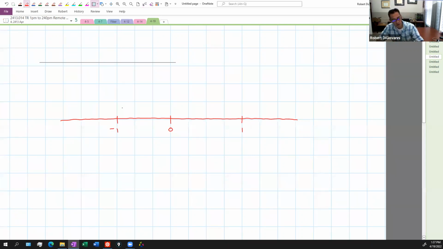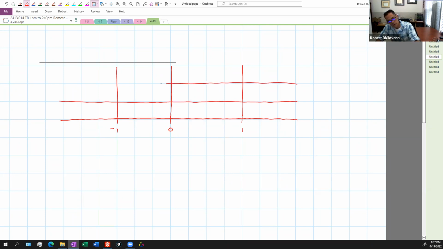Now what I do is, straight up from each of those, I'm going to create a table from this. The table is going to have 3 rows in it: a bottom row, a middle row, and a top row. I'll always do 3 rows for every problem I ever do.